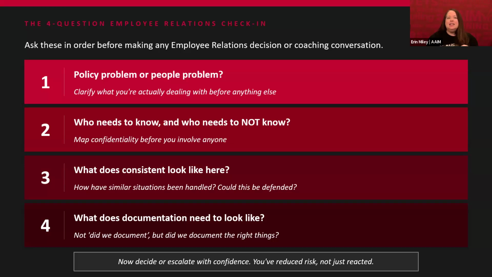The outcome at the bottom of this slide is what we're after. It's making a decision or escalating with confidence. It's not just reacting. We're going to keep this in mind as we go through the scenarios, and I'll come back to it after each one. Yeah, not attorney at law. All right.